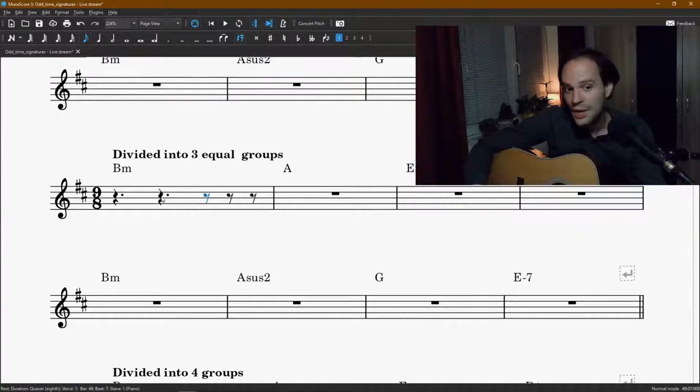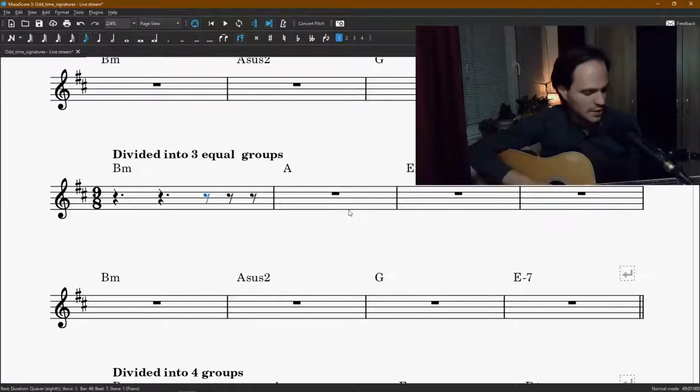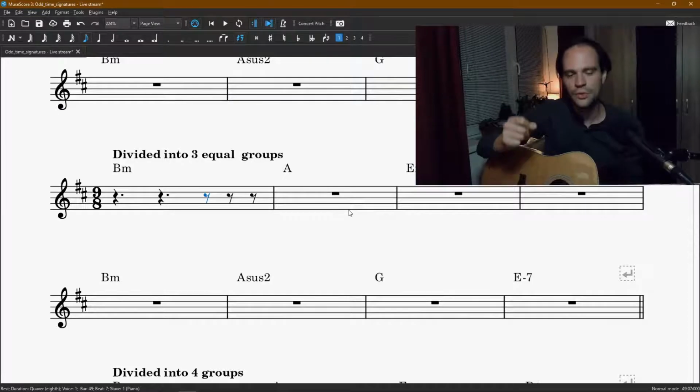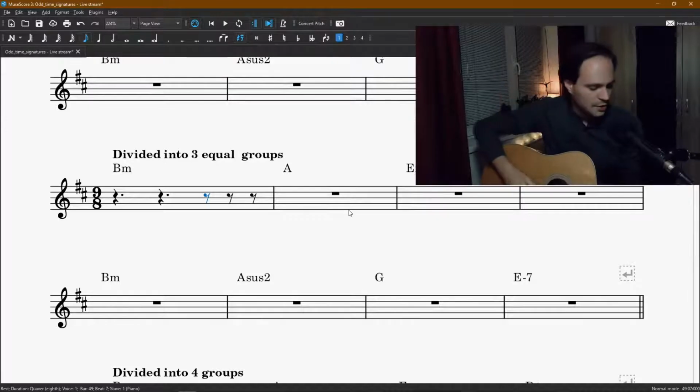And here I divide it in a traditional way and just how I played it. You always count it as 1, 2, 3, so you always count in groups of 3. So again, I'll play 1, 2, 3, 1, 2, 3, 1, 2, 3, 1, 2, 3.